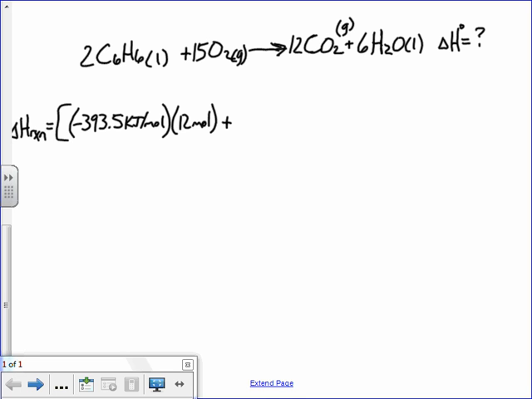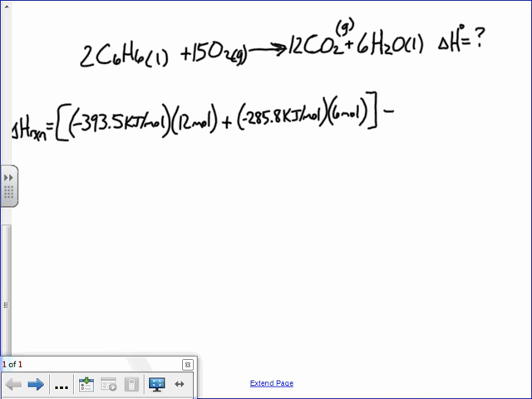And then I'm going to add that to the other product that I have, which is my H2O, which is H2O liquid, not H2O gas, so that's important because it's a different number. Negative 285.8 kilojoules per mole times 6 moles, right? Okay, so there's my product side. So I need to take products minus reactants.